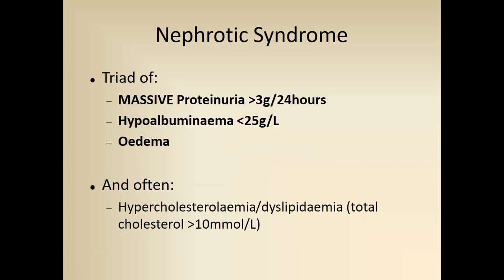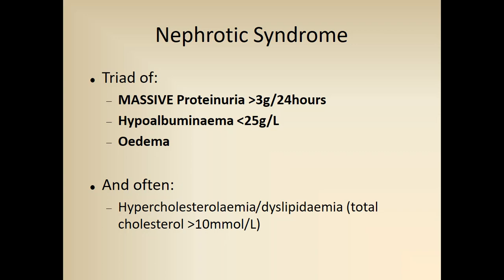Nephrotic syndrome, by definition, is a triad of massive proteinuria, more than 3 gram in 24 hours, hypoalbuminemia, less than 2.5 gram per deciliter or less than 25 gram per liter, and edema. Loss of protein means loss of osmotic pressure. It leads to fluid leaking from the intravascular space to the interstitium, which clinically shows as edema.